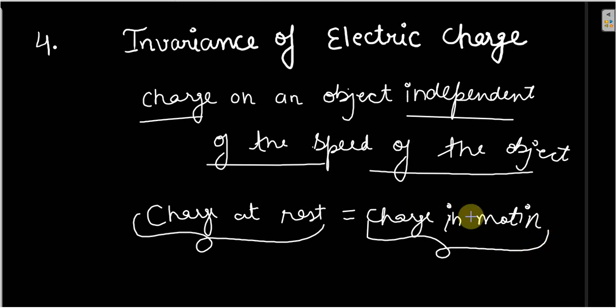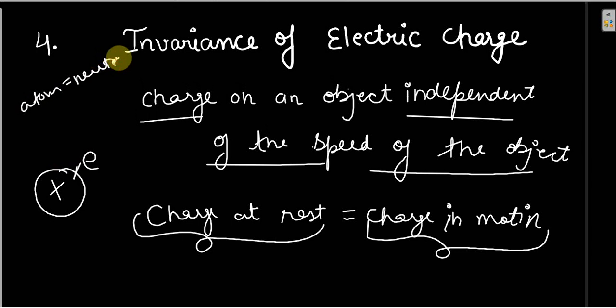Okay, so we'll take one example. Let us consider we have an atom, and we know inside the atom the nucleus is there, and electrons are moving around the nucleus in certain selected paths. And we know this atom is electrically neutral. So the atom is neutral, there is no net charge on the atom. So this is a proof.